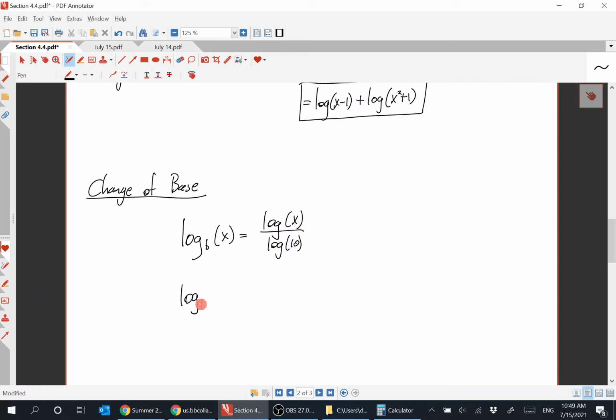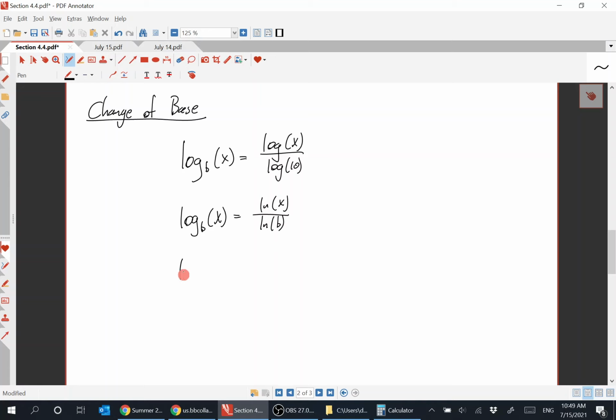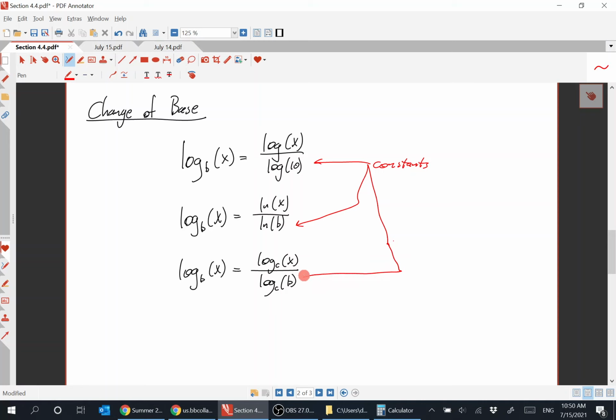Also, the log base b of x is equal to the natural log of x over the natural log of b. Or for any other base, it's the same thing. Log base b of x is the log base c of x over the log base c of b. And in each case, the denominators of these fractions are constants.